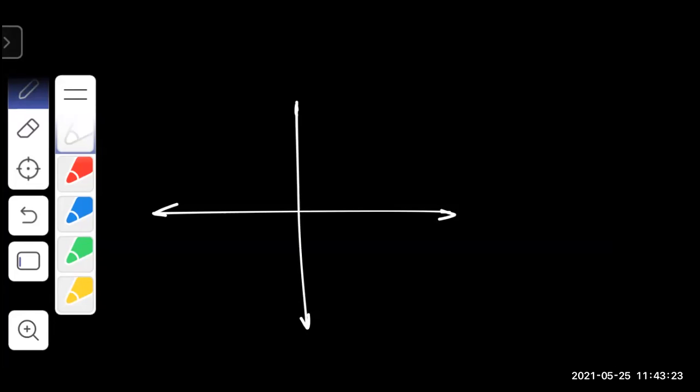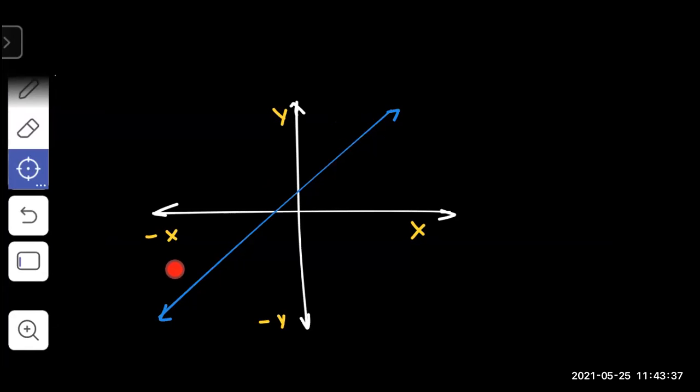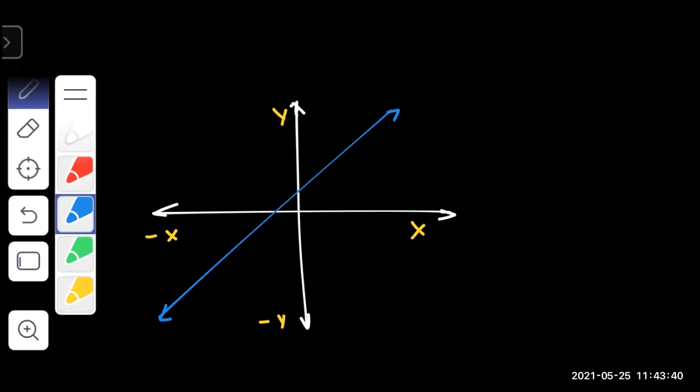Let's suppose that I have the coordinate system, okay? This one. I know this is x, and this is negative x, this is y, and this is negative y, correct? And then let's suppose that you have a graph like this. I give you the graph, and now you have to tell me what the equation is. But what information can I know, guys?